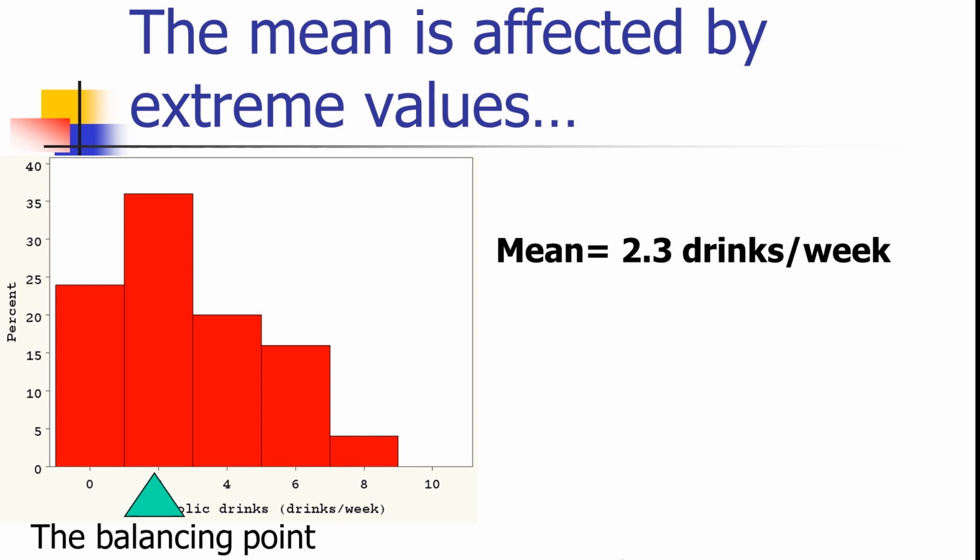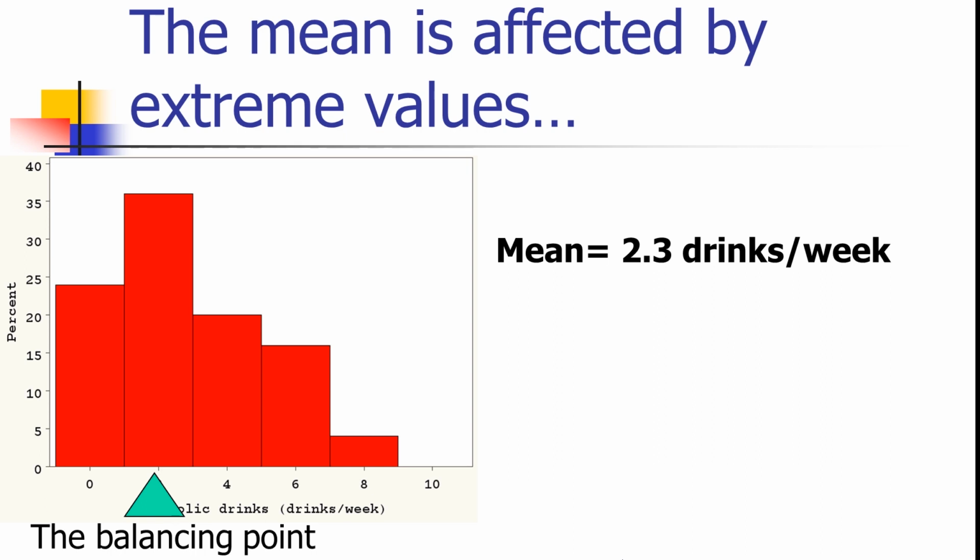So I'm going to have to put the fulcrum at 2.3 in order to balance this lever that has masses stacked on it. And if you were to take the very highest value and make it higher, that will have a big effect on the balancing point. So again, the further you are from the balancing point, the more force you have.